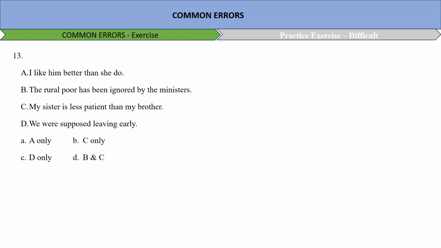I like him better than she do. Okay. First of all, let's read all the sentences first. The rural poor has been ignored by the ministers. My sister is less patient than my brother. We were supposed leaving early. Okay, just read it once and see whether you are able to understand or not, come to a conclusion or not.